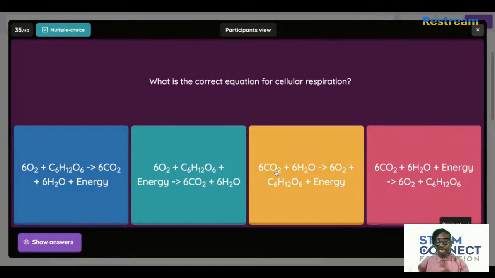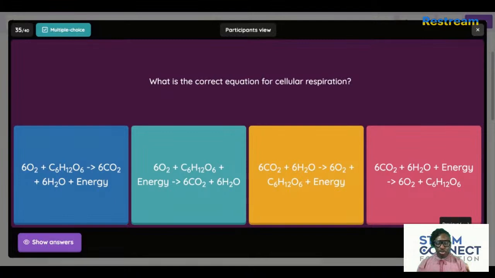Okay, so let's go ahead and eliminate yellow and let's eliminate red. So let's look at these two where it starts with oxygen. So let's break these two down. The oxygen is correct. When you see the C6H12O6, that is your sugar, or that is a carbohydrate that we use to break down to produce energy.